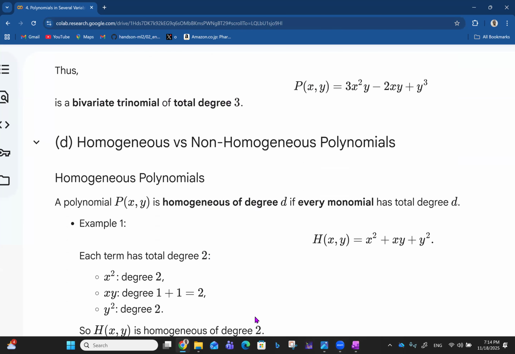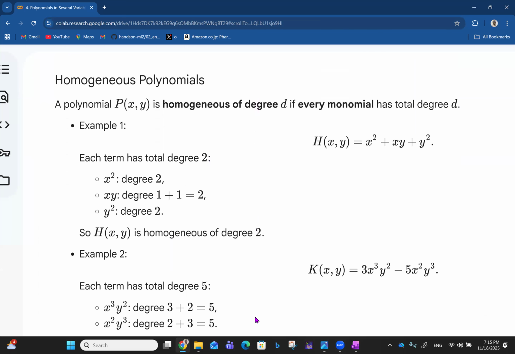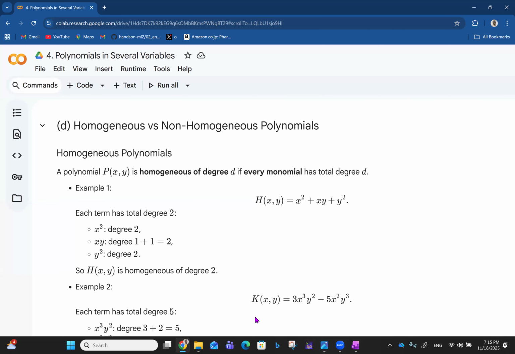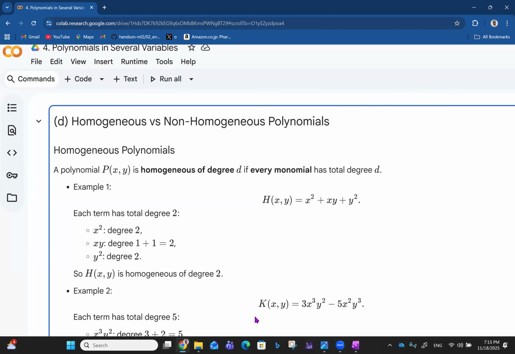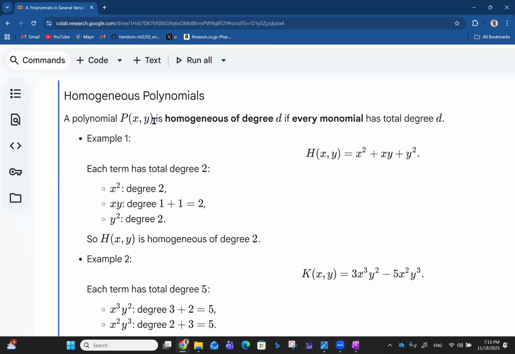Okay. So we come to the other classification, which is relatively new compared to the other ones we've been considering. We have homogeneous versus non-homogeneous polynomials. A polynomial p of x comma y is homogeneous of degree d if every monomial has total degree d. That means that for each term you take, the total degree is the same.